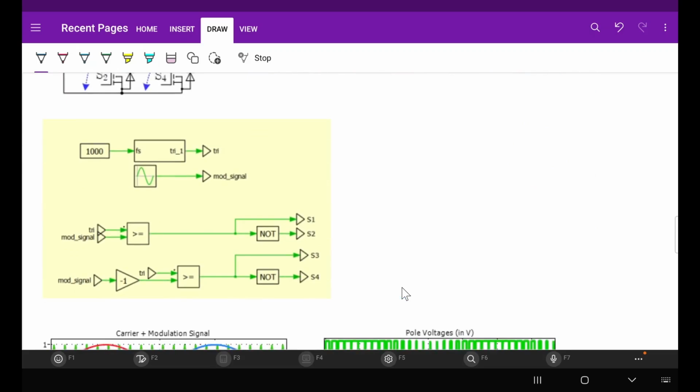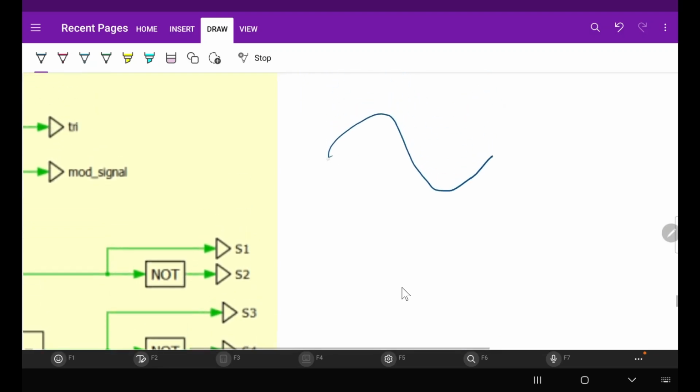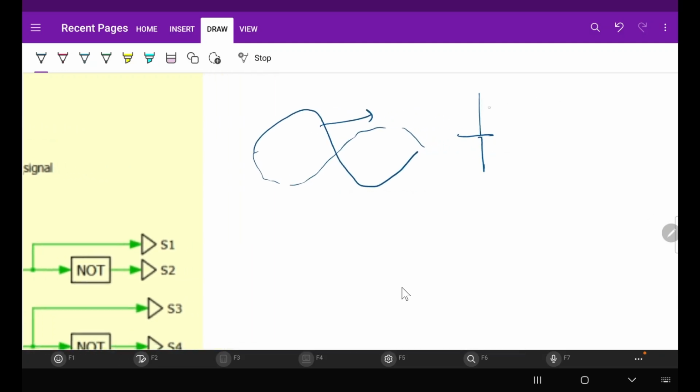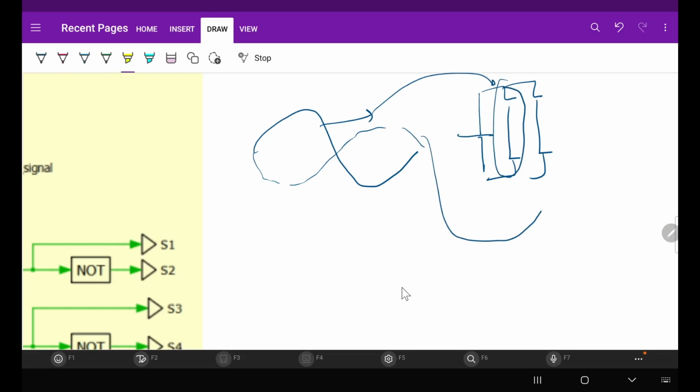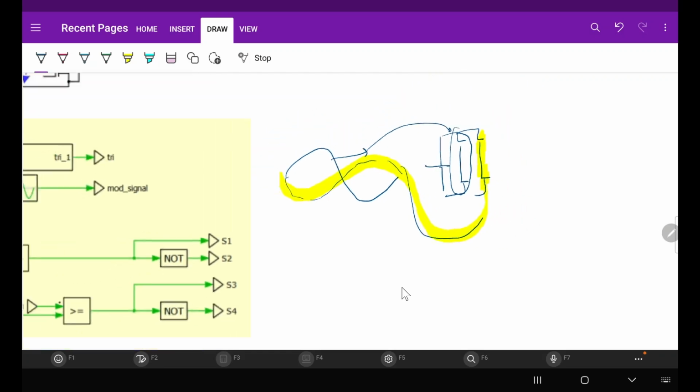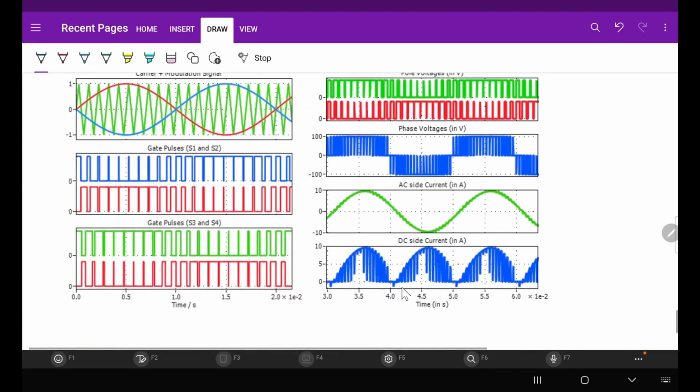So we have just now seen how bipolar PWM works. You need one sine wave and a completely phase opposite version of the sine wave, right? So if you have these four switches like this, this sine wave will supply one leg, and this other sine wave will supply the other leg. This is how we do it. Okay, the unipolar PWM.